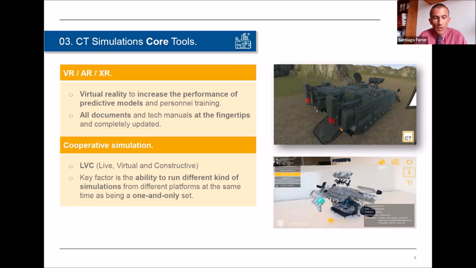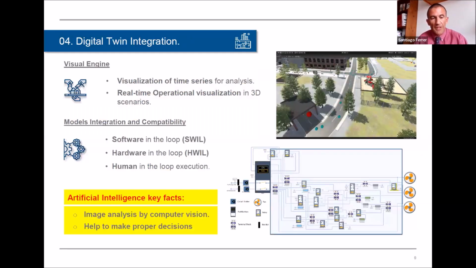So if we wanted to replicate this set of systems, we have to be able to run all at the same time, also from different digital twins and from different platforms, as being a one and only set. So as we've mentioned, the digital twin is able to analyze a series of data in real time and represent them in a virtual environment using 3D engines.